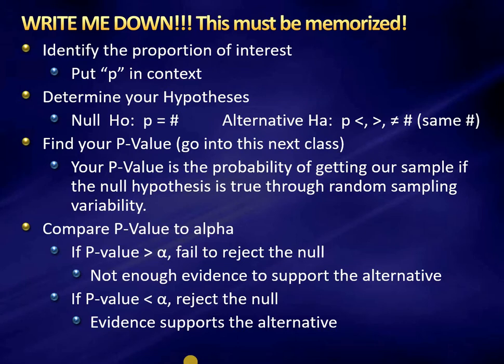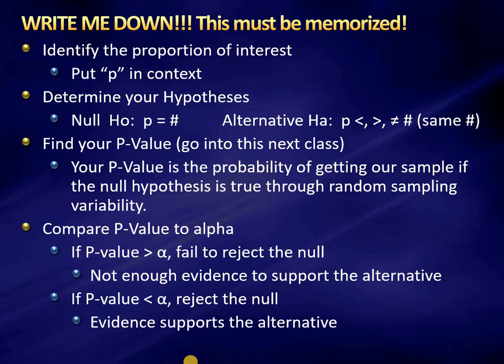And the null for proportions is always written the exact same way. That is that p equals some value that you're given. Notice that's not a p-hat. For a hypothesis, this will always be your parameter. So for proportions, that's just p. And for the alternative, you're going to choose either less than, greater than, or not equal to, and whatever that same number was that you had for the null hypothesis.